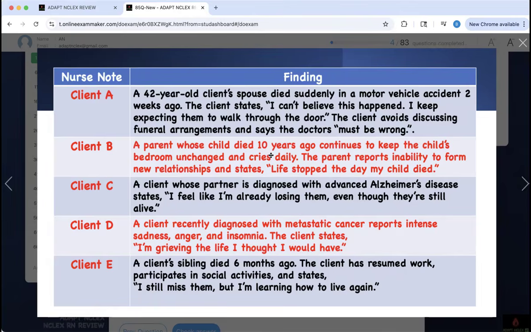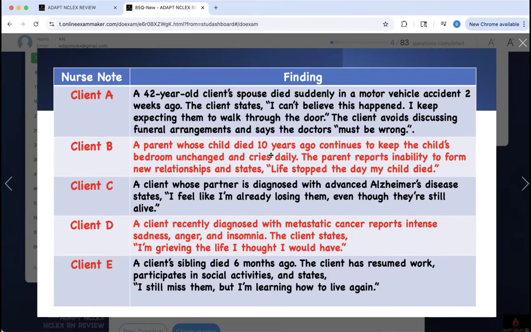What do you think? A parent whose child died 10 years ago continues to keep the child's bedroom unchanged and cries daily. The parent reports inability to form new relationships and states, life stopped the day my child died. What do you think? A client whose partner is diagnosed with advanced Alzheimer's disease states, I feel like I'm already losing them, even though they are still alive. A client recently diagnosed with metastatic cancer reports intense sadness, anger, and insomnia. The client states, I am grieving. The life I thought I would have is gone.